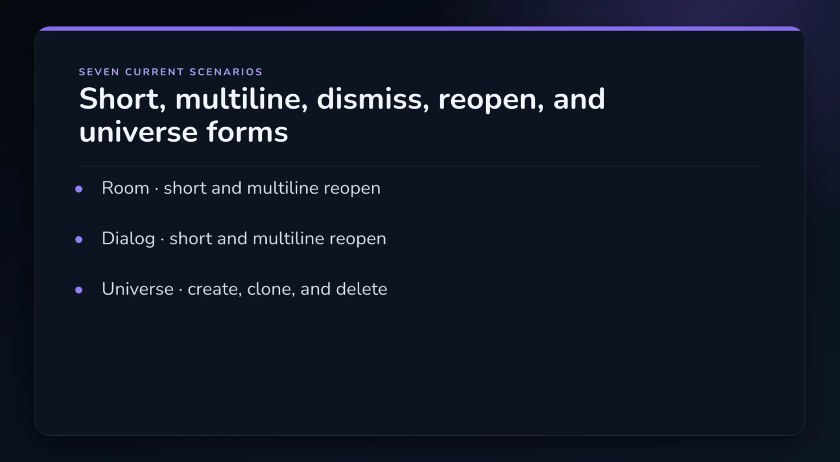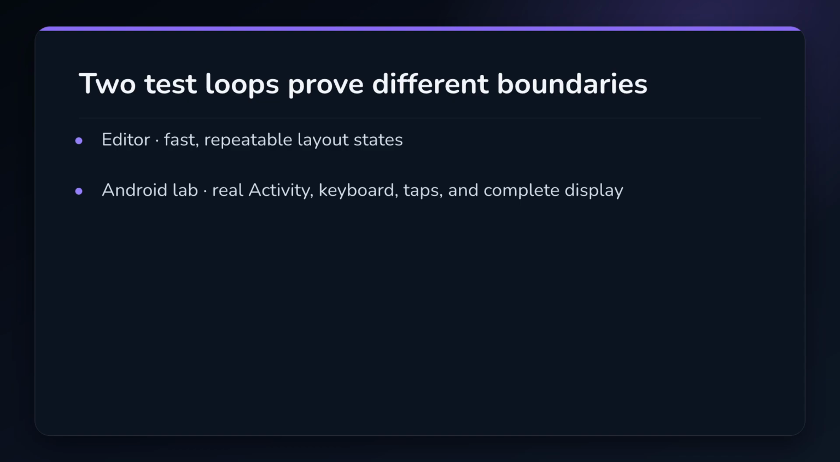That does not make it the production game. It makes a keyboard failure easier to interpret. The activity, keyboard, layout, taps, and capture path are present, while unrelated online services are not. That gave us two loops: repeatable layout states in the editor, then the real Android boundary on displays we could vary.